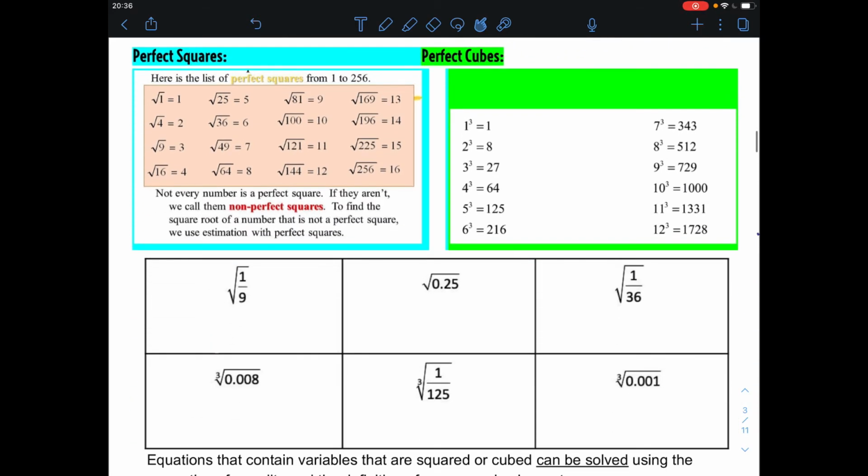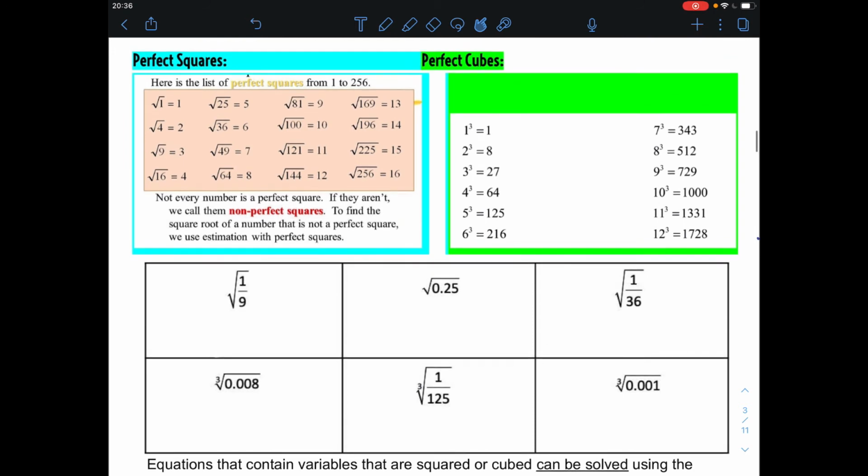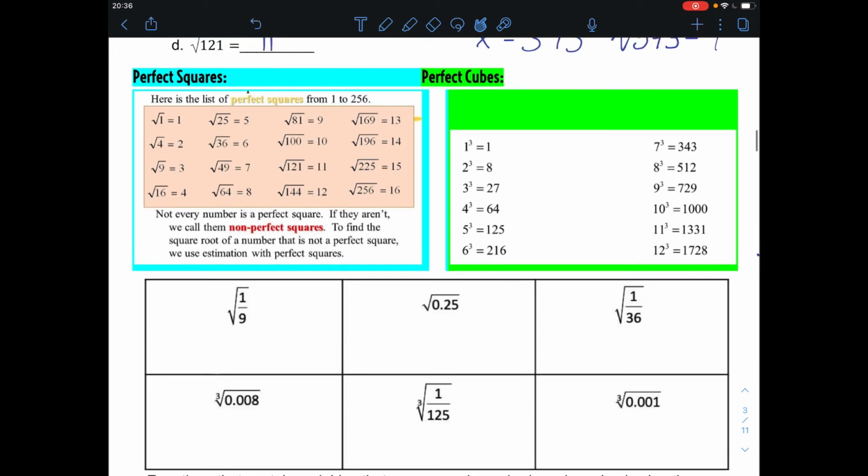Let's get a little more practice with some slightly different style problems. Now, these problems all have fractions and decimals in the radical that we are going to solve for their square or cube roots. Now, don't worry, we can use our perfect squares and perfect cubes to solve all of these using what we know about the multiplication of fractions and decimals.